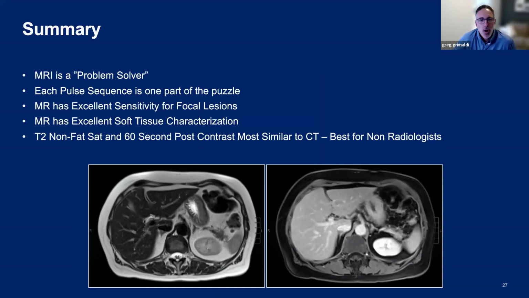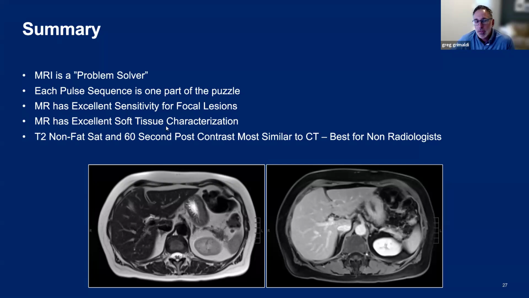So I'm done for the day of walking you through MRI for the non-radiologist of the liver. I want you to walk away with some key notes. MRI is a problem solver, right? CT is still our workhorse, of course. Each pulse sequence that we do, T1, T2, diffusion, post-contrast, it's one part of the puzzle. We need to put all of those puzzle pieces together in order to come up with a diagnosis. I want you to remember that MR has excellent sensitivity for focal lesions, particularly EOVIST, hepatobiliary phase, and diffusion-weighted imaging.